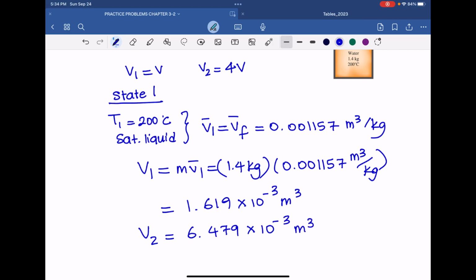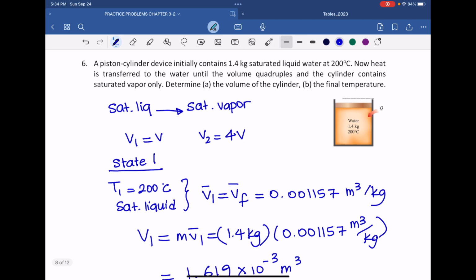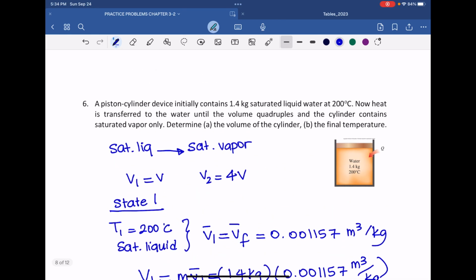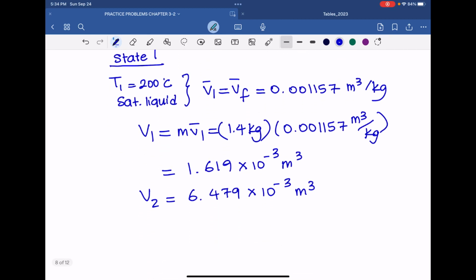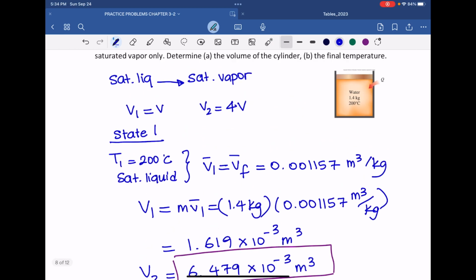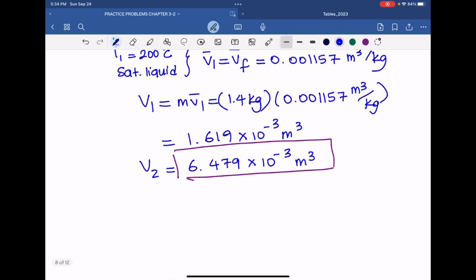Good. Now what they're asking, let's take a look at it. The volume of the cylinder. So we already found that, right? I think the volume of the cylinder at the final state, we found it. And also, let's take a look at what else they're asking, the final temperature.